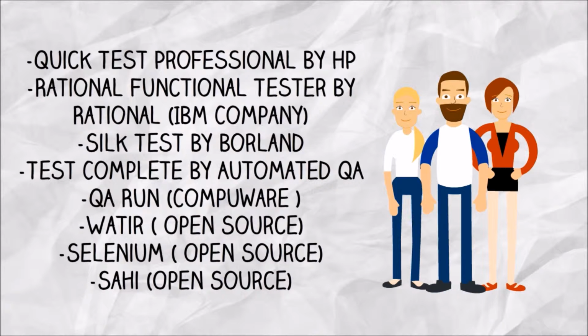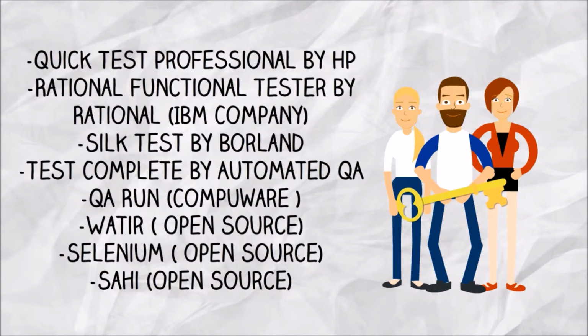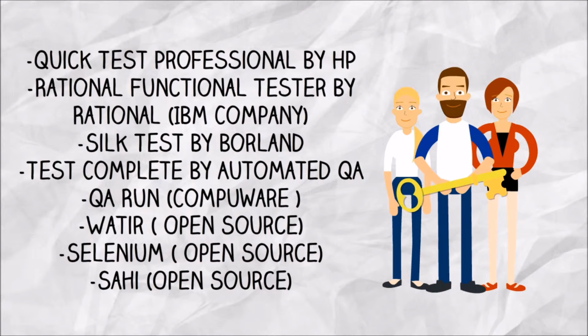Different automation softwares or tools. First one, Quick Test Pro, also called as QTP. It is Quick Test Professional by company HP. Rational Function Tester by Rational, which is an IBM company. Silk Test by Borland. Test Complete by Automated QA.